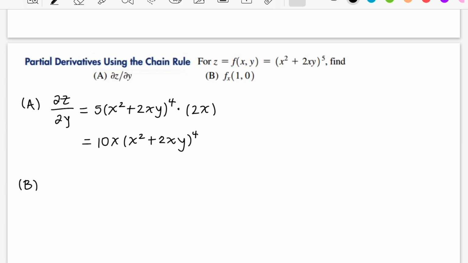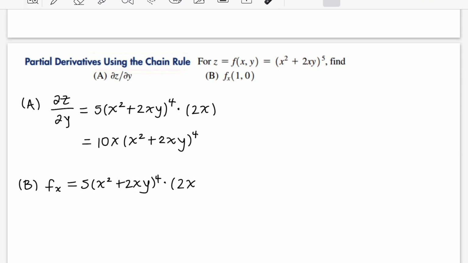Doing part B here, we want to find the partial derivative of this with respect to x and then evaluate it at (1, 0). So the first thing we'll do is find the partial derivative of our function with respect to x. We're again going to use our power rule here. So we're going to have 5 times (x squared plus 2xy) to the 4th power. Then using our chain rule, we know we're going to multiply it by the derivative of our inside function with respect to x. So we'll get 2x here using our power rule.